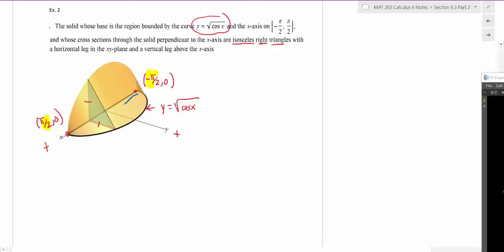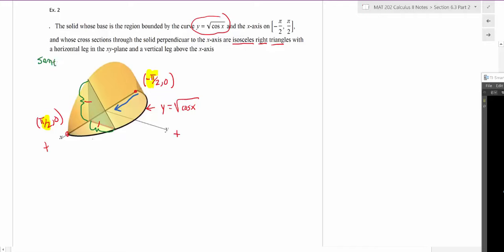We're going to be integrating in that direction right there. Okay, so the first thing we've got to do is figure out our area function for our triangle. Basically, you need to figure out what that distance right there is, and then this distance right here, since it's an isosceles triangle, they're going to be the same length.